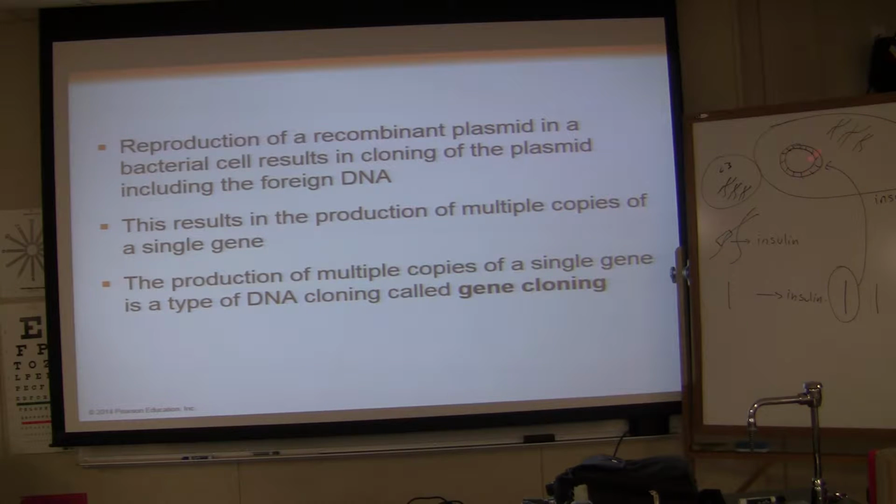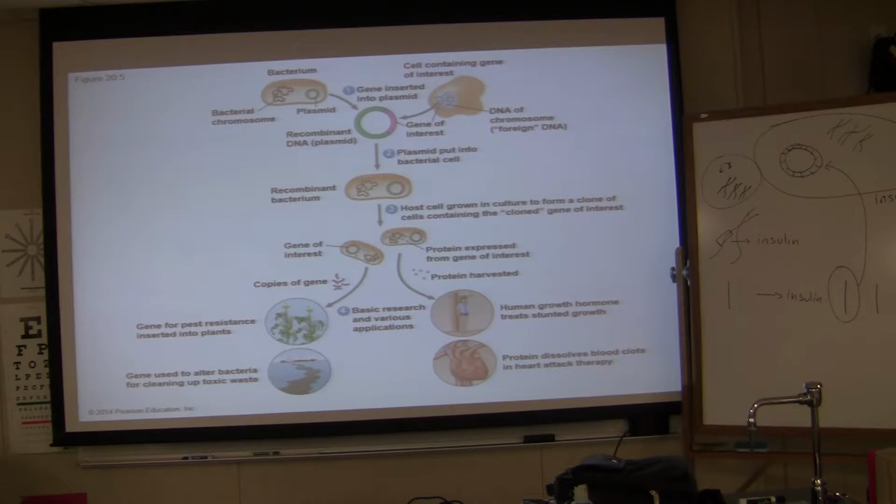And then, of course, the bacteria has ribosomes and everything else, which you already know, protein synthesis, and insulin is a protein molecule. Start making that insulin, and then we extract it from the bacteria, and then everybody can get an injection of that insulin. This is a result of production of multiple copies of a single gene. The production of multiple copies of a single gene is a type of DNA cloning called gene cloning, right here.